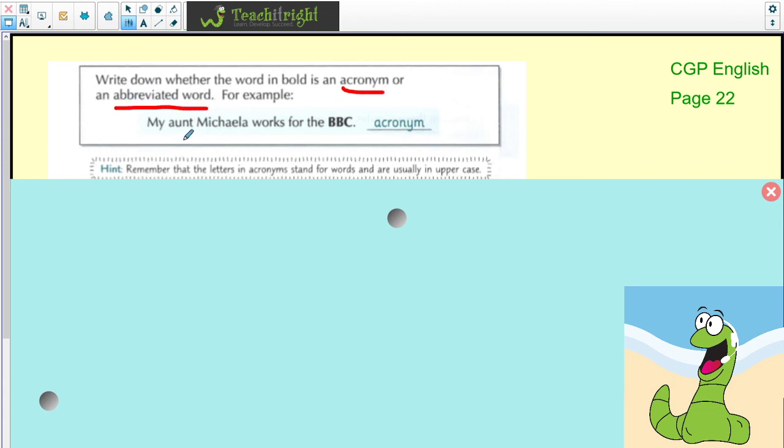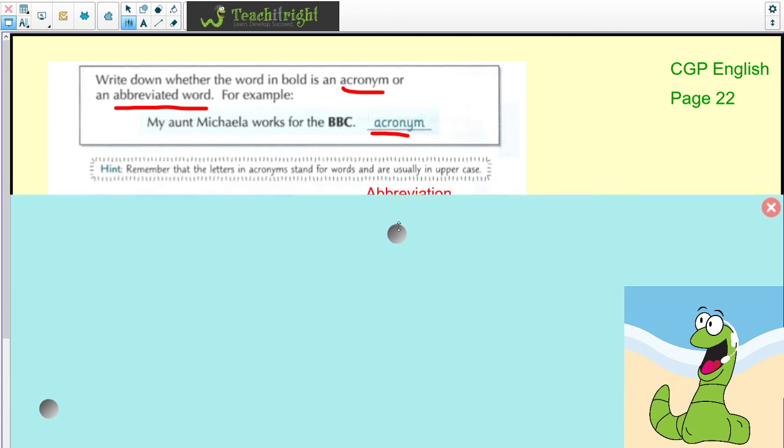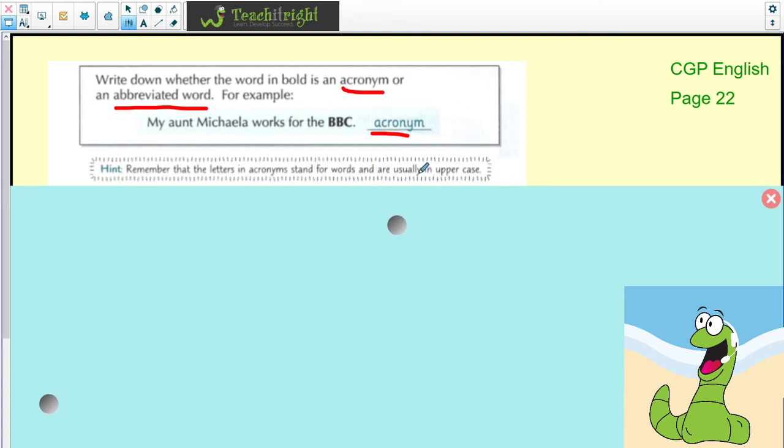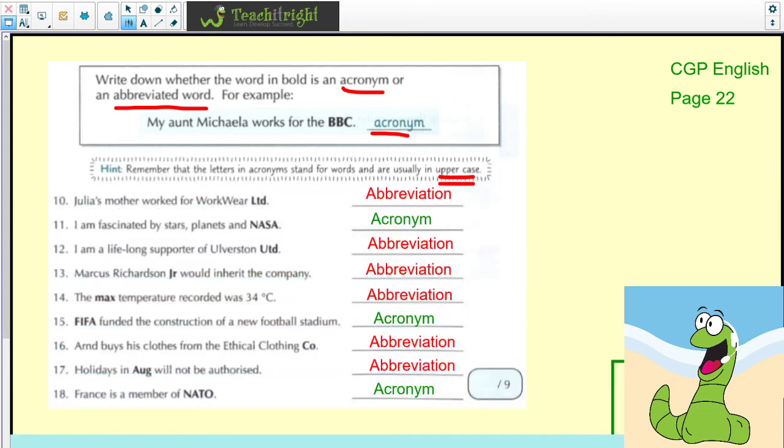So for example, my aunt Michaela works for the BBC. Well, that's an acronym because BBC stands for something else. So it's really important that you make sure that you know what these acronyms stand for as well. So let's just have a little look down through. Remember that letters in acronyms stand for words that are usually in uppercase. So let's have a little look and see whether you managed to get all of those. So you just needed to write whether it was an abbreviation or an acronym.